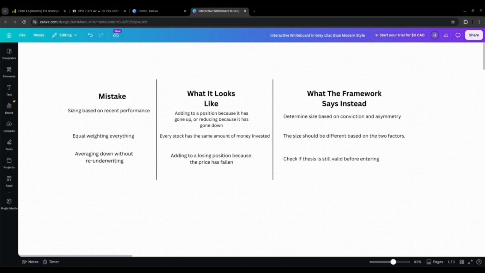Run the full monitoring framework. Is the execution evidence still green? Are the thesis break conditions still remote? Has any of the MD&A or concall changed the conviction assessment? Before adding to a position, not after, before.